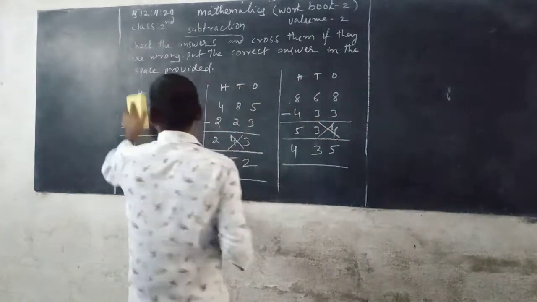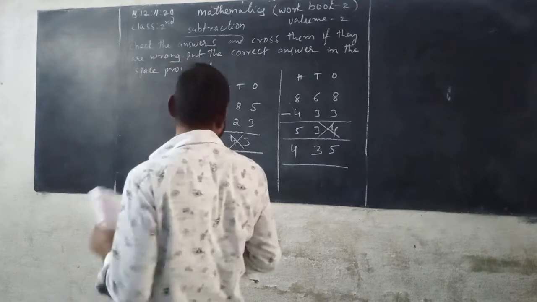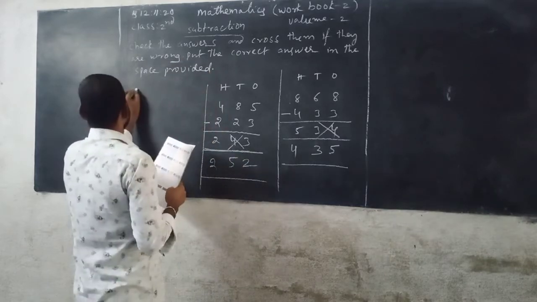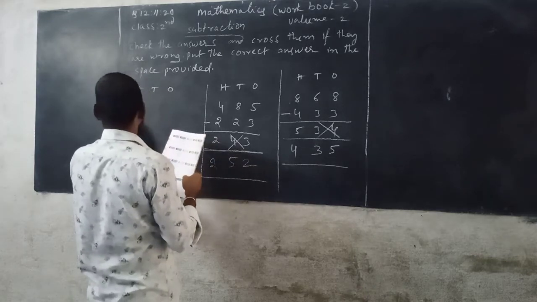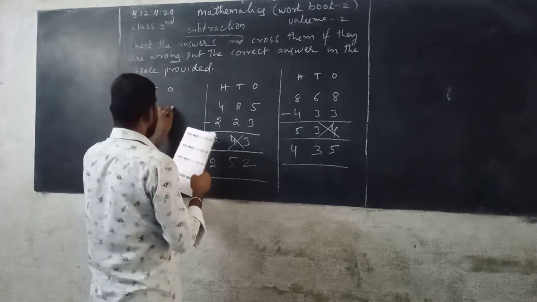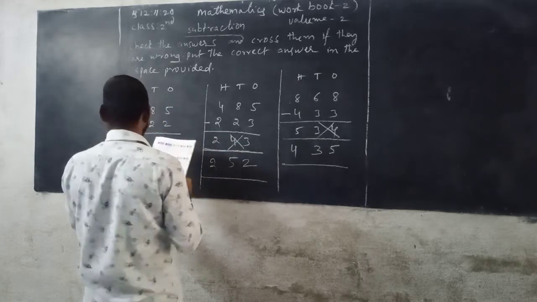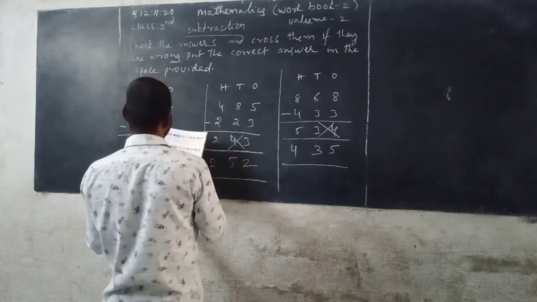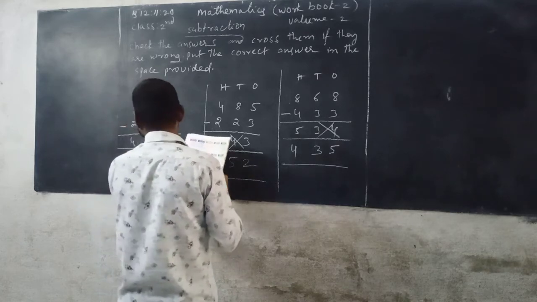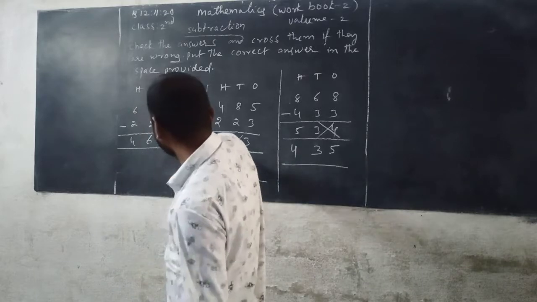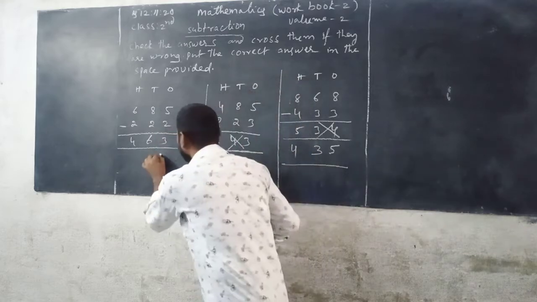Now next, hundreds place, tens place, ones place: 685 minus 222. First subtract the digits in ones place. What is the difference given here? 463. Check it once. 5 minus 2, you can get 3. That is correct. Once again write here 3.